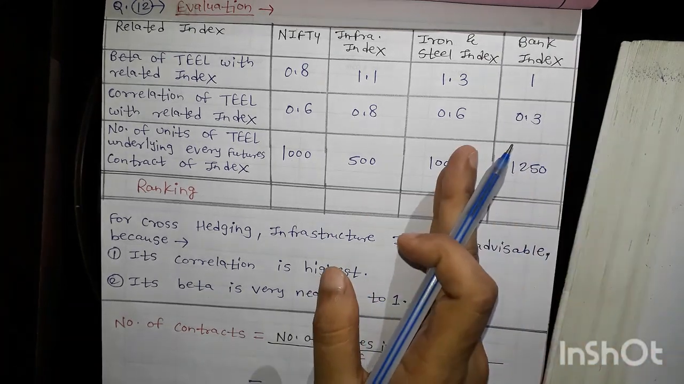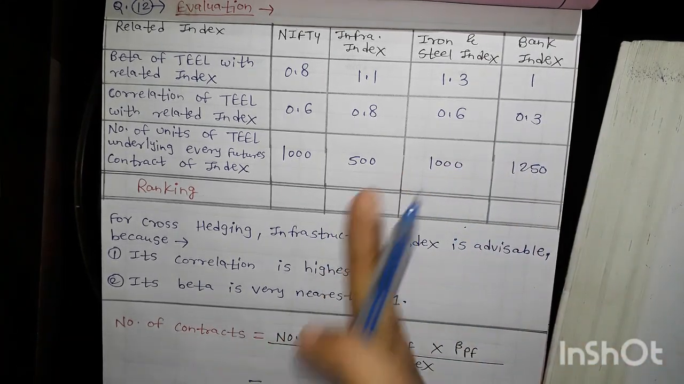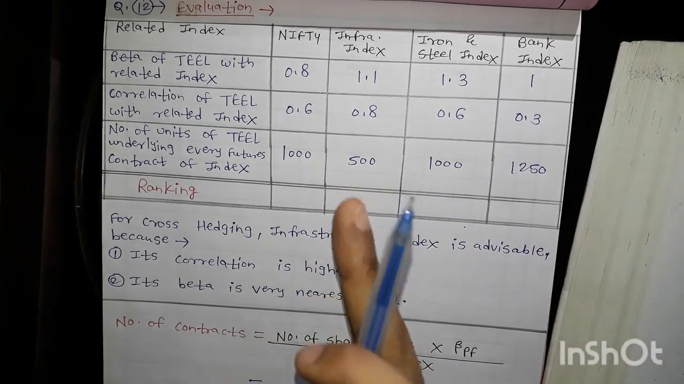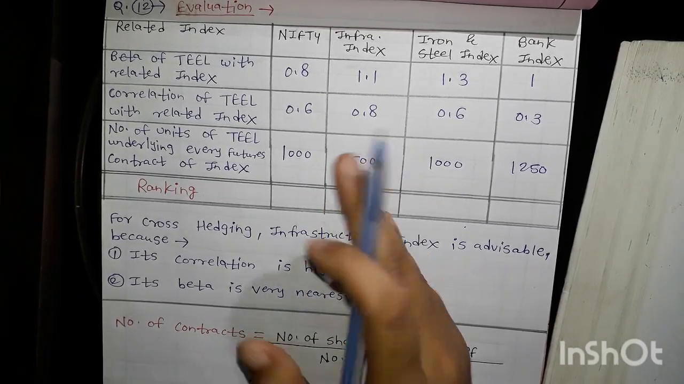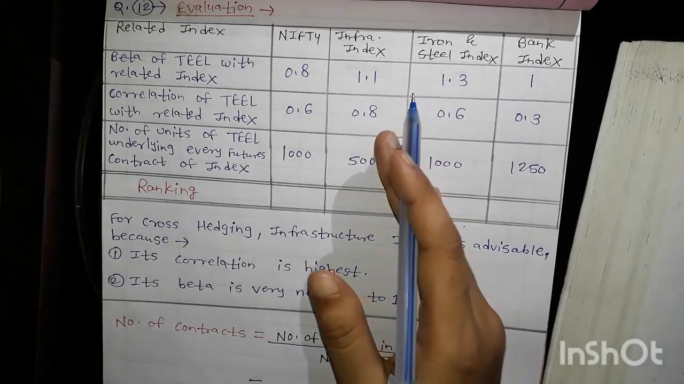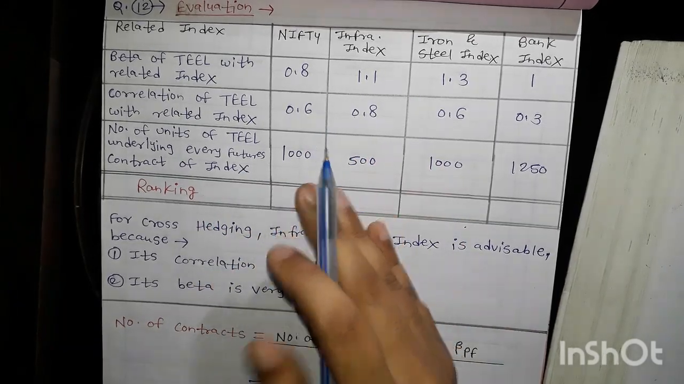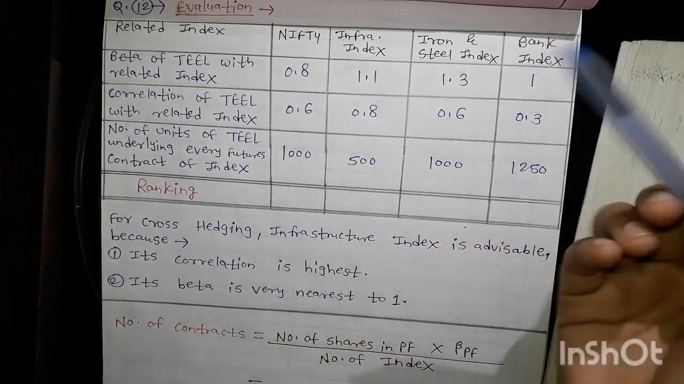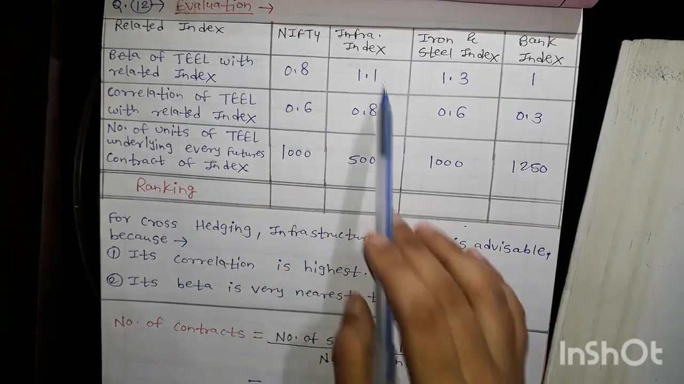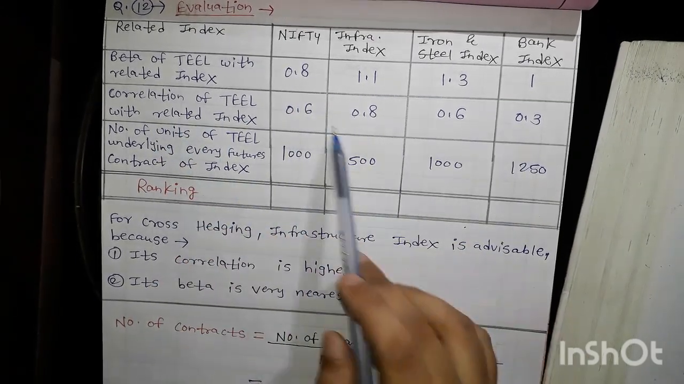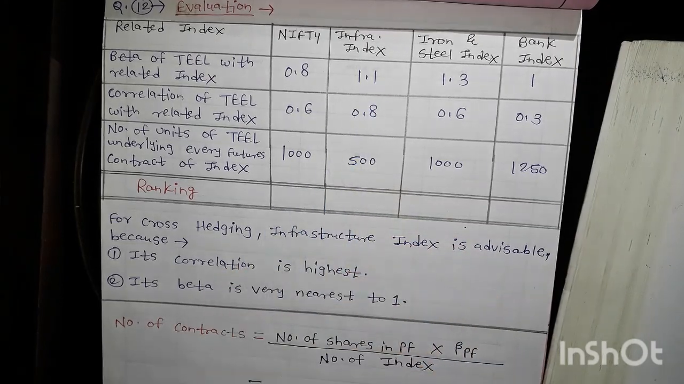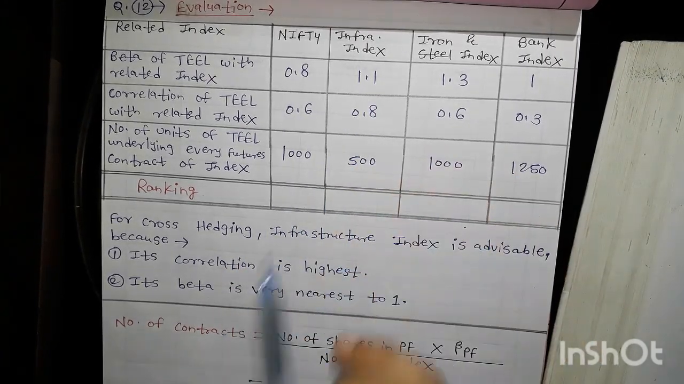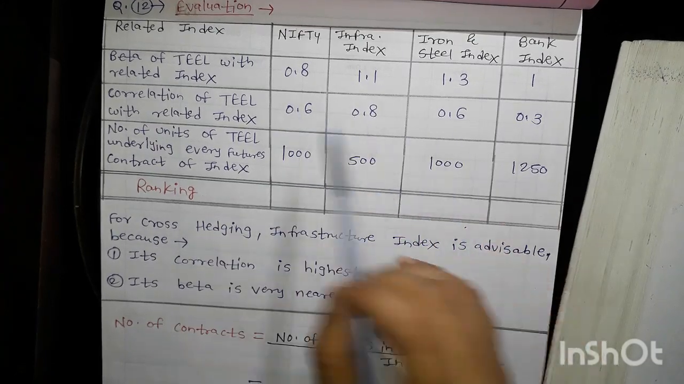They are just doing the analysis of beta and that is not enough. We have to analyze correlation also. In correlation we have to take the highest correlation, and in the case of beta it should be nearest to 1. Okay, so let's check. First of all, in the case of correlation, the highest correlation is that of the infrastructure index. Now we will analyze the second condition, that beta should be nearest to 1.